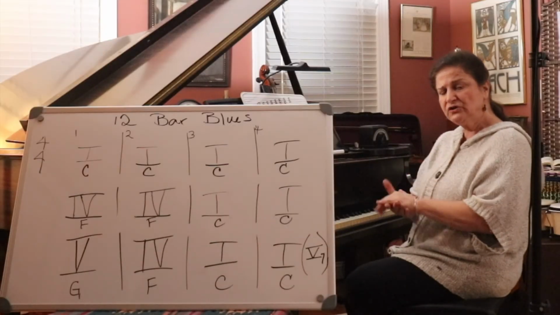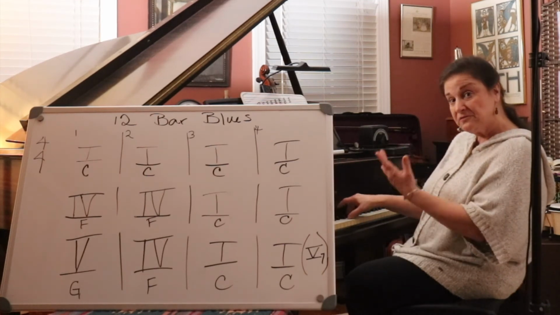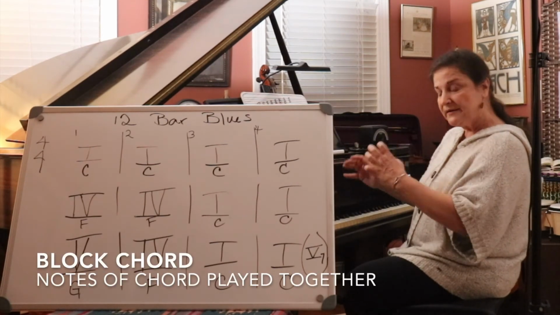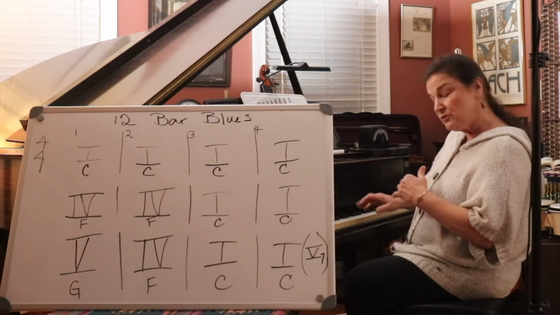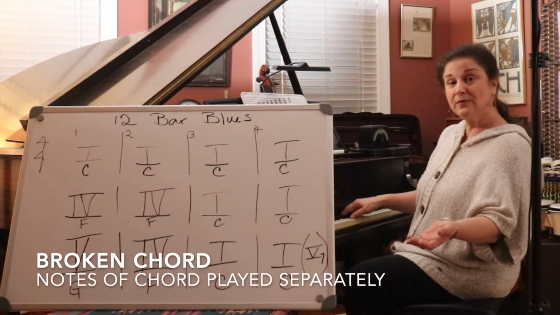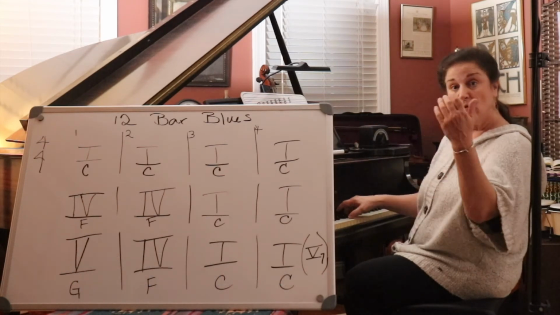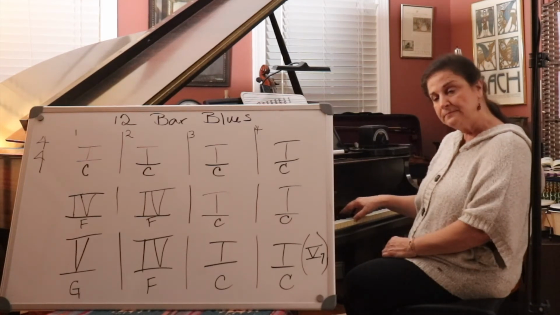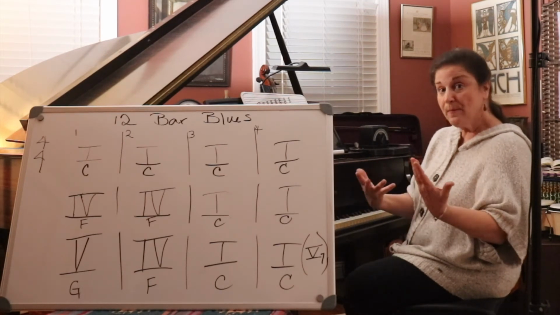So the first thing I want to talk to you about is that chord. We play a chord, 3 notes all together. We call that a block chord. It's just solid as a block, all together. When I break up those notes, it's called a broken chord. Separate notes. So block chord, all played together. Broken chord, separated. And those are different ways of harmonizing.